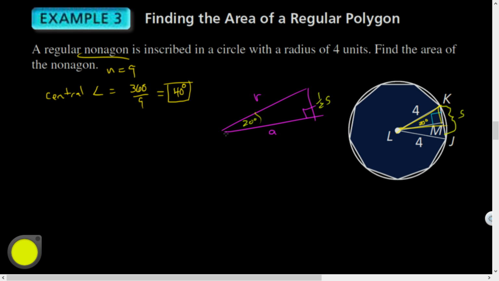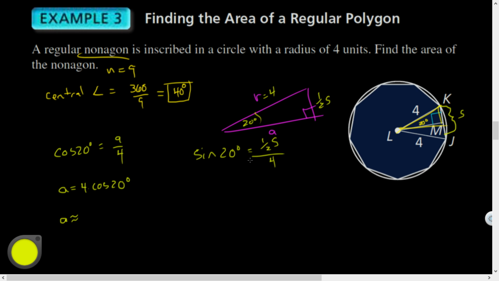To find the adjacent, when I know the radius is 4, I'm going to use adjacent and hypotenuse, that's cosine. So I'm going to say cosine of 20 degrees is equal to a over 4. To find this dimension, sine of 20 degrees is equal to half s over 4, because sine is the opposite over the hypotenuse. You guys with me? All right, so over here, I'm going to get a is equal to 4 times cosine 20. And you guys could estimate that.